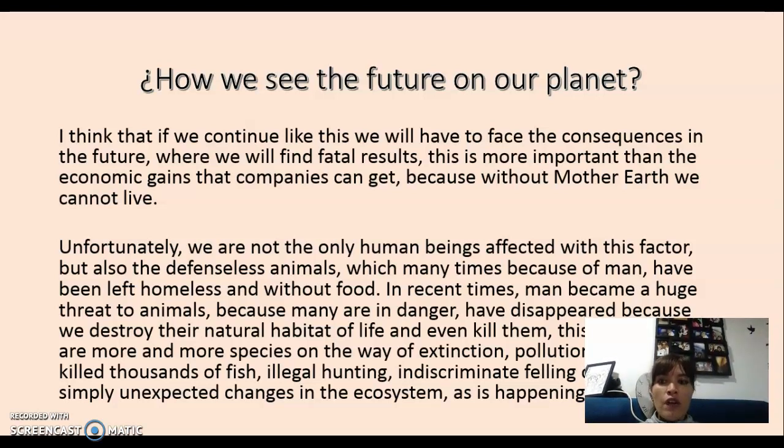Pollution in rivers has killed thousands of fish. Illegal hunting and indiscriminate felling of trees cause unexpected changes in the ecosystem, and this is happening right now.